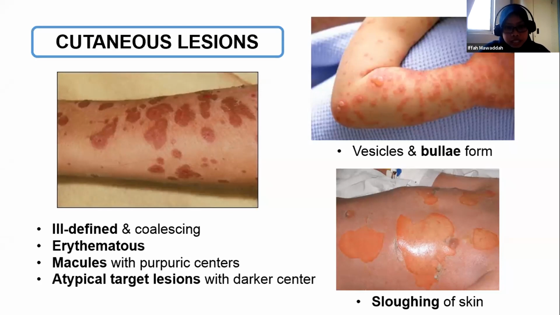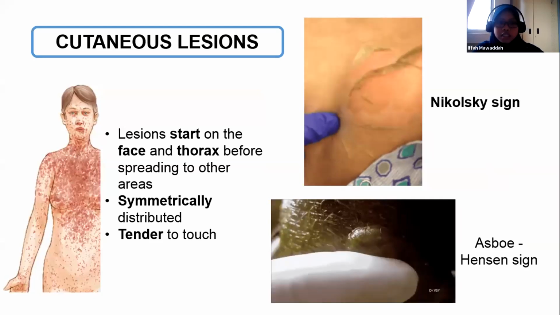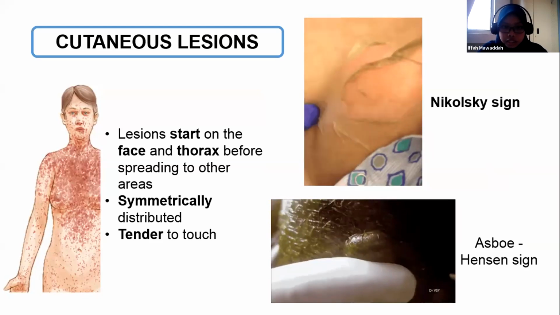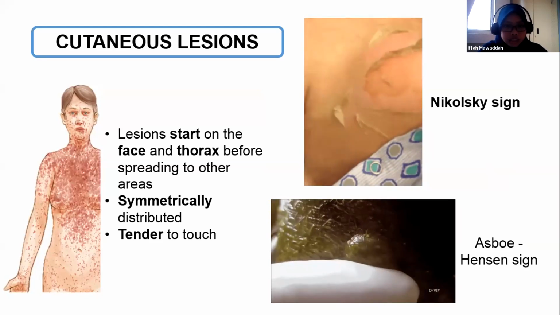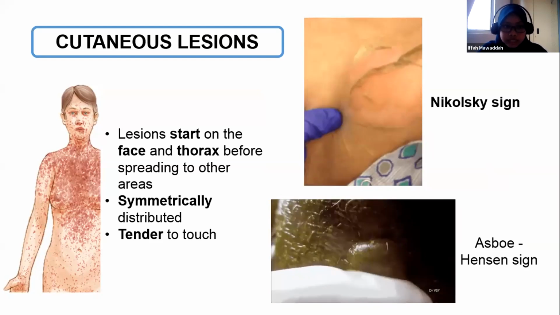And then the disease will progress, and as the disease progresses, the vesicles and bullae may form, and within this, the skin begins to slough. Next. Usually, this skin lesion will start on the face and thorax before spreading to other areas, and it is symmetrically distributed. The skin is often tender to touch.